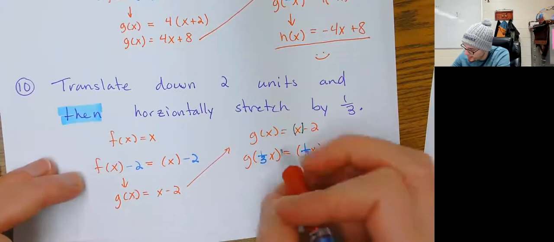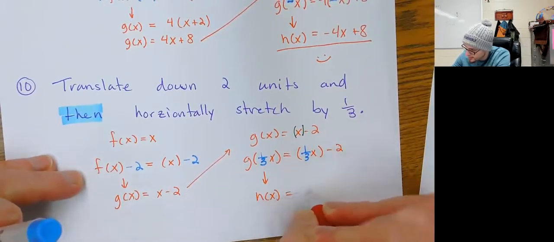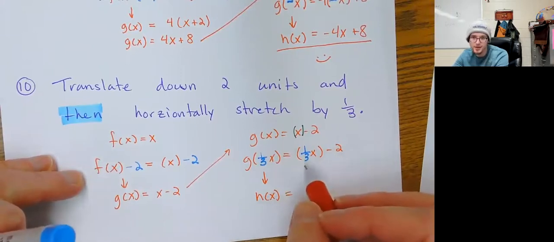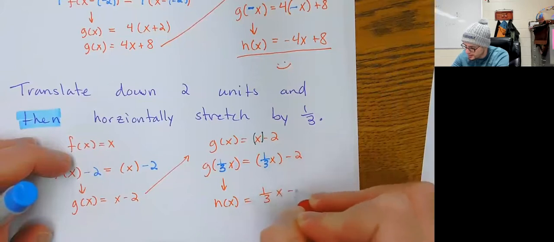And we are left with a new function, just like last time, which we will call h of x in this case, equals, well, are the parentheses really necessary? No, I don't think they are. So it's just 1/3 x minus 2.